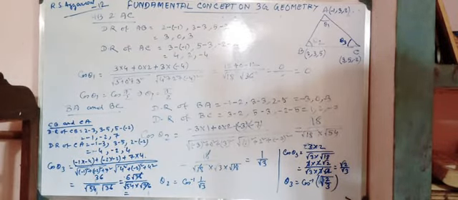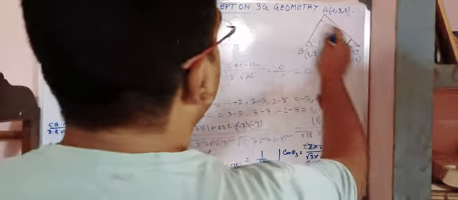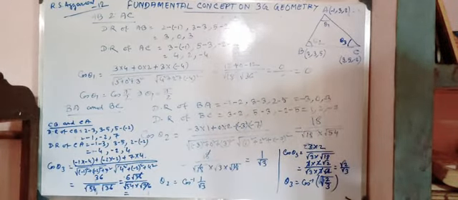Understood that? So that is the angle between the three sides AB, BC and CA. Hope you understand that.